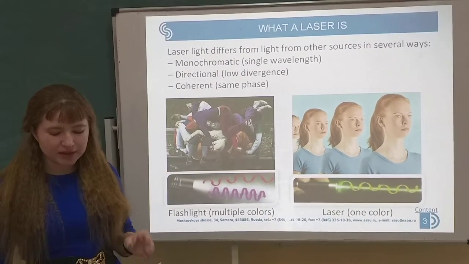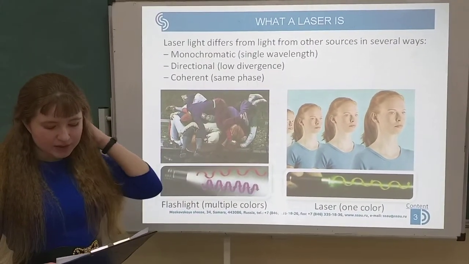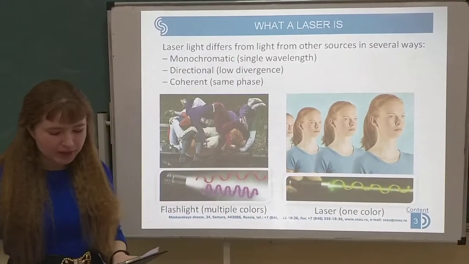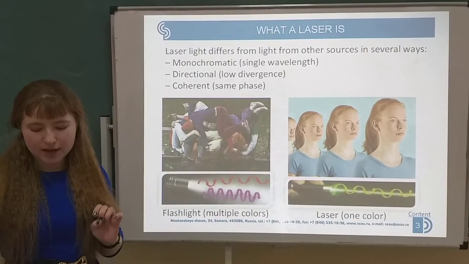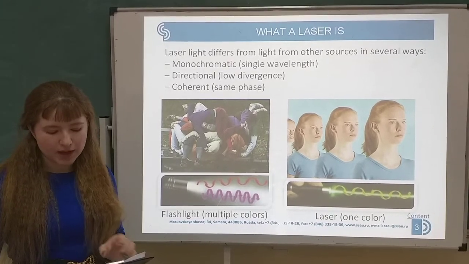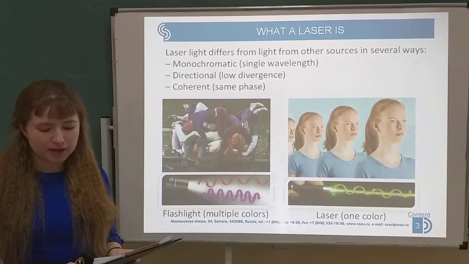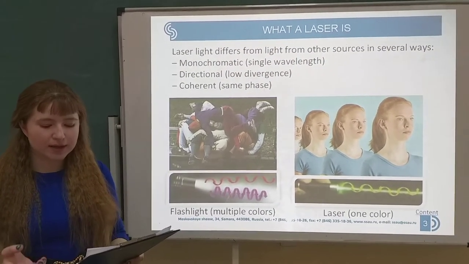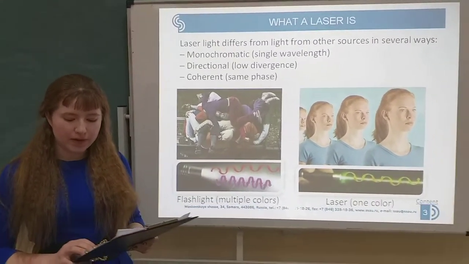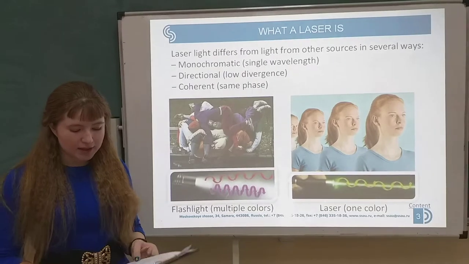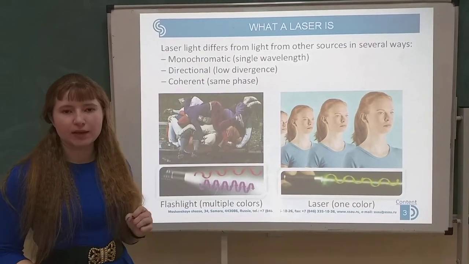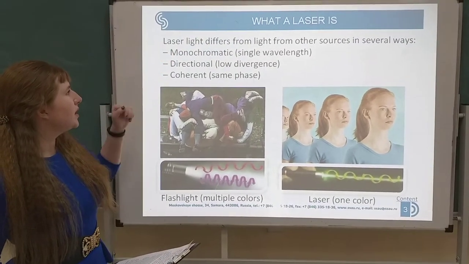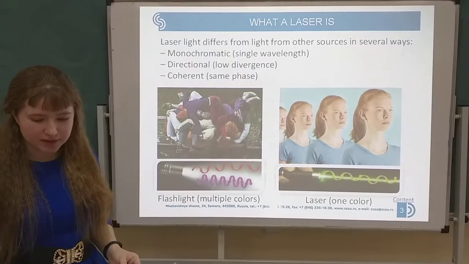So let's start with the basic principles of laser operation. On this slide we see a comparison of radiation from a flashlight and from a laser pointer. The flashlight emits white light consisting of all the rainbow colors. These colors have different wavelengths, different phases, and a large divergence. In a laser, the wavelengths are the same. They propagate in the same phase and they have small divergence. Thus, we can distinguish the main differences between laser radiation and radiation from other sources. They are monochromaticity, directionality, and coherence.